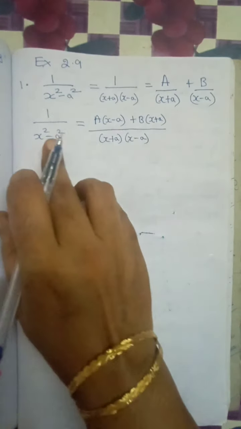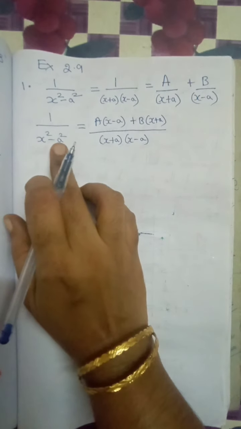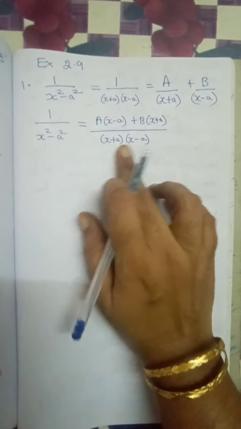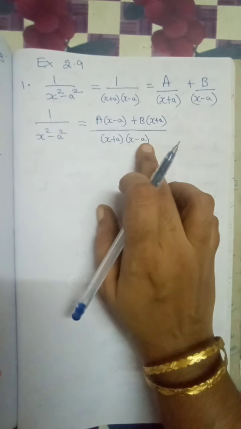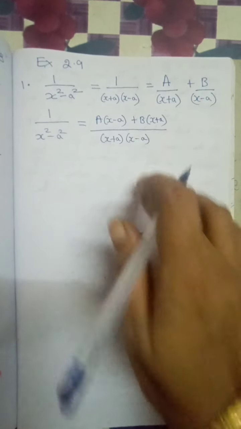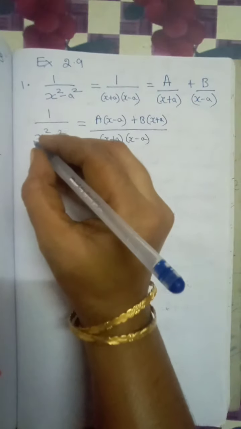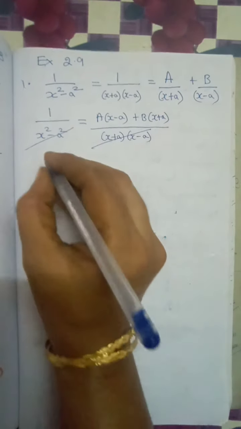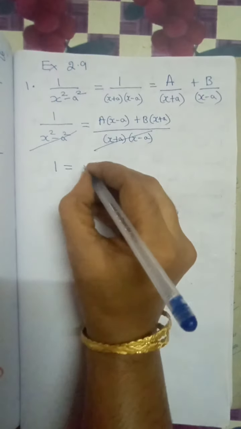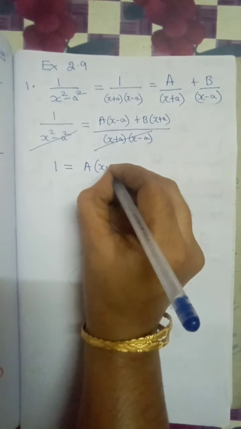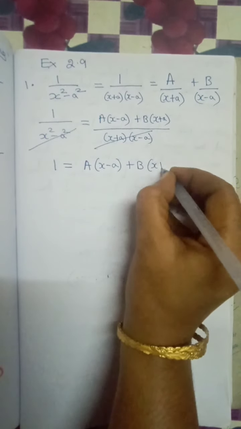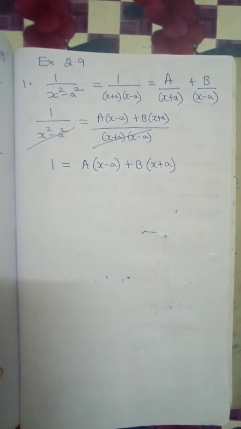Now if you compare this LHS and RHS, denominators are same. X square minus a square and x plus a into x minus a, both the meaning is same, because when I multiply I will get again x square minus a square. So actually we can cancel the denominators. Now what we are having, 1 equal to a into x minus a plus b into x plus a. This is the thing we are having.